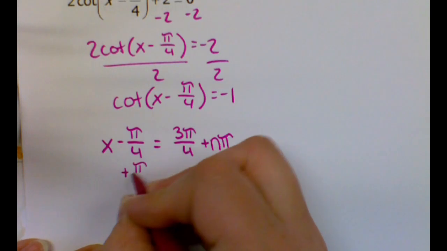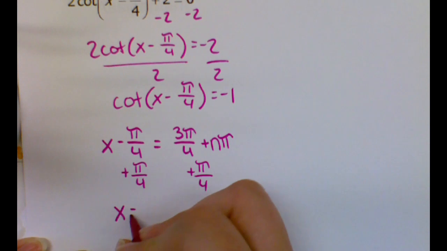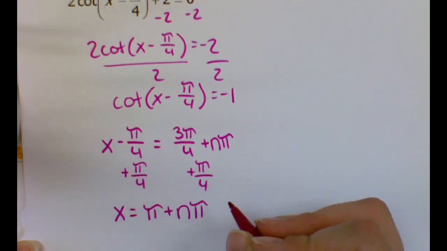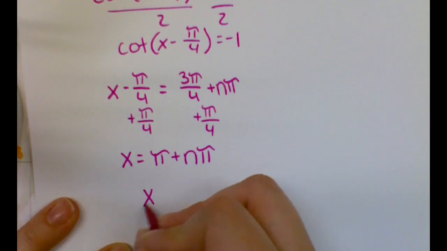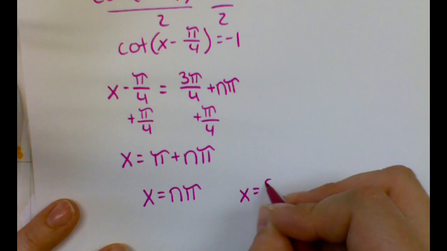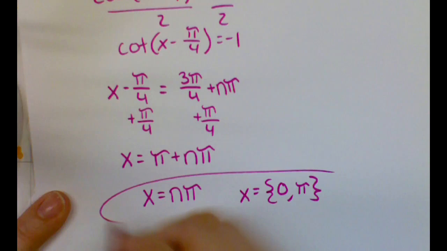So I add pi over 4. Which gives me x equals pi plus n pi, which really I can just shorten to x equals n pi. So between 0 and 2 pi, I have 0 and pi as possible answers.